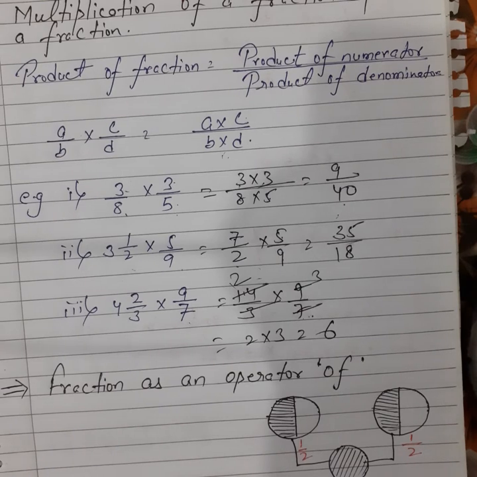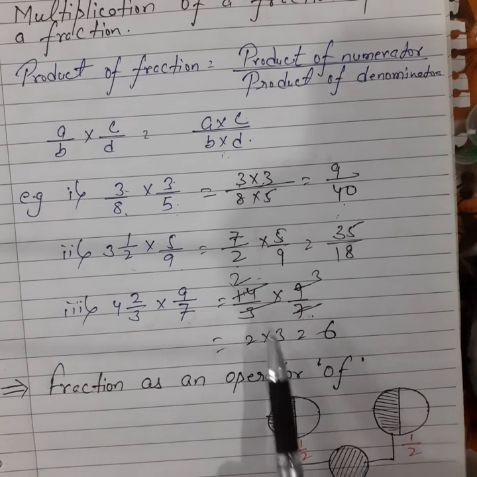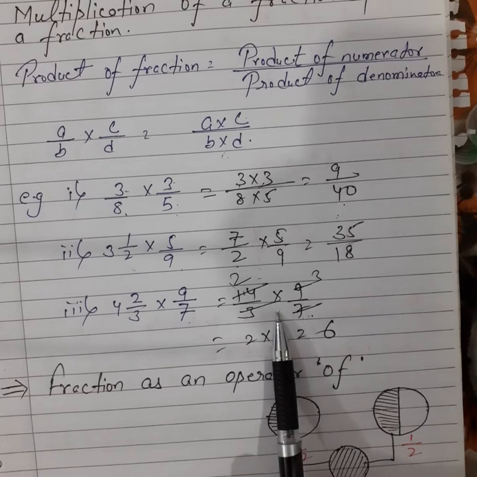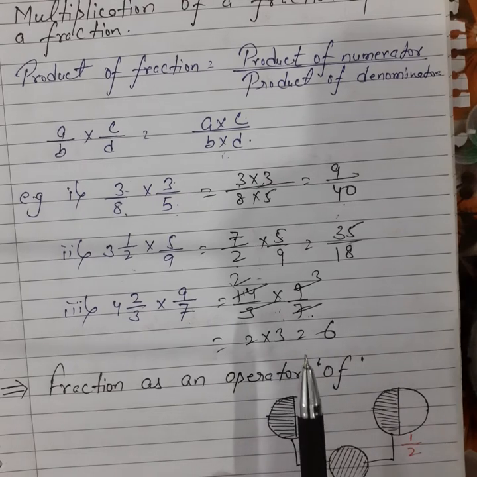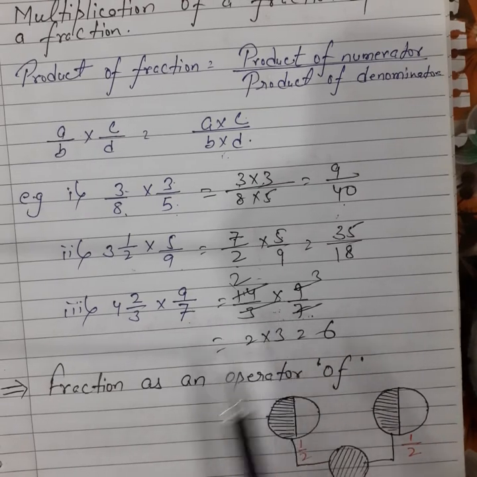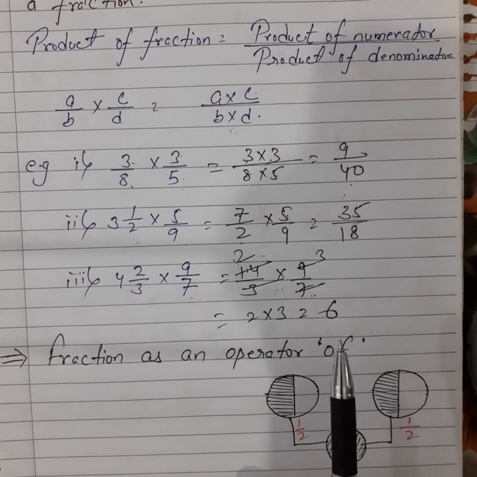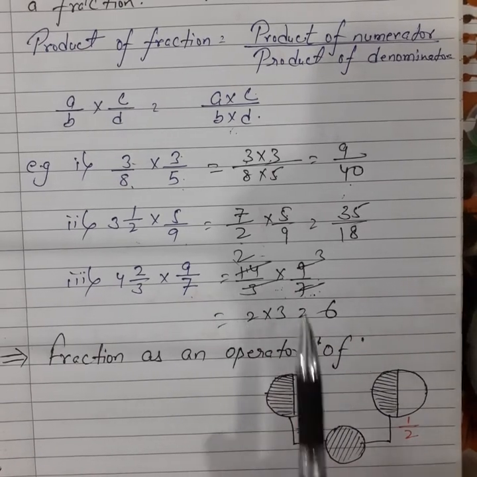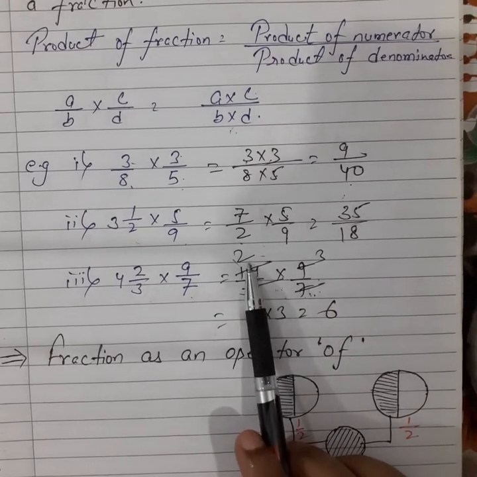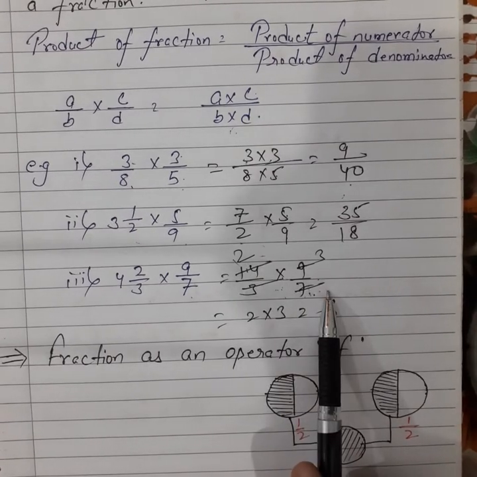Okay. You can cancel out only in the case of multiplication, not in addition or subtraction. And you are not supposed to cancel out a denominator from a denominator. You have to cancel out a denominator from a numerator and a numerator from a denominator.